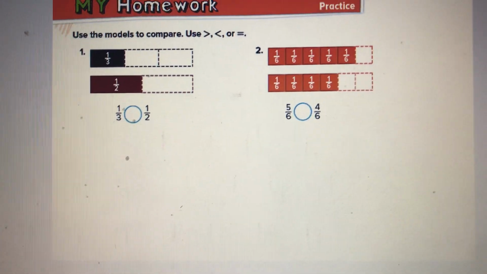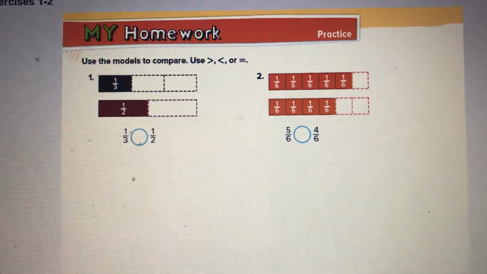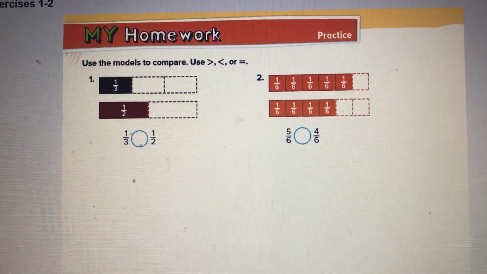Let's plan on having a little fraction quiz on Thursday, just to see where we're at, and then we'll move on to measurement in Chapter 9.